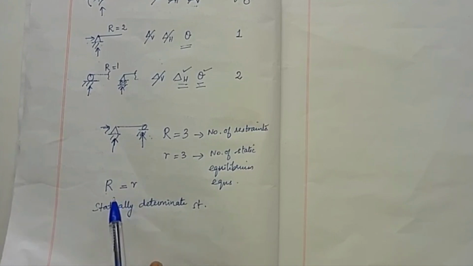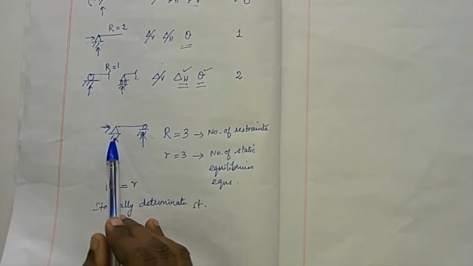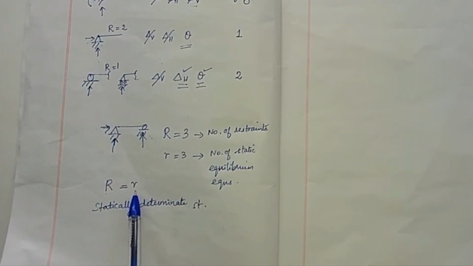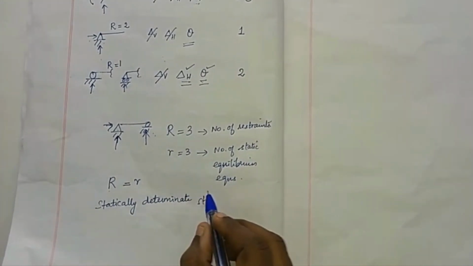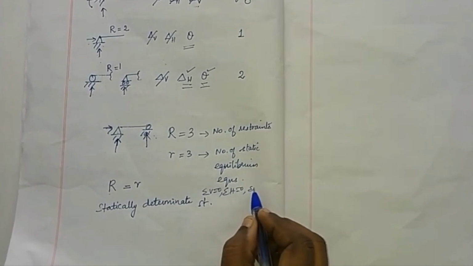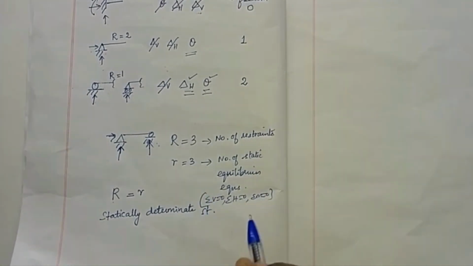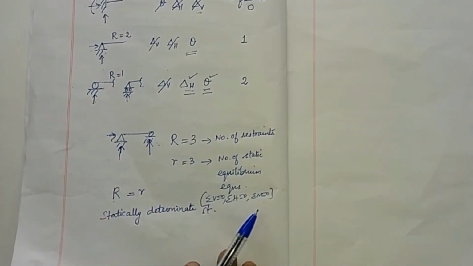Or I can tell, if the unknowns in the given structure can be analyzed with the help of equilibrium equations alone, only these three equations, then I can tell the structure is a statically determinate structure. So you should know what the equilibrium equations are now: sigma V is 0, sigma H is 0 and sigma M is equal to 0. So we make use of these three equations to find the unknowns at the supports.